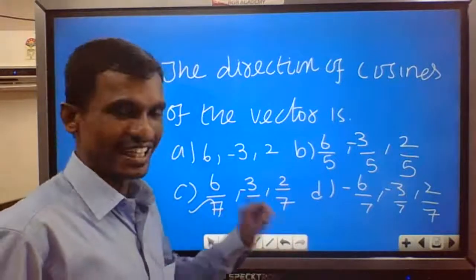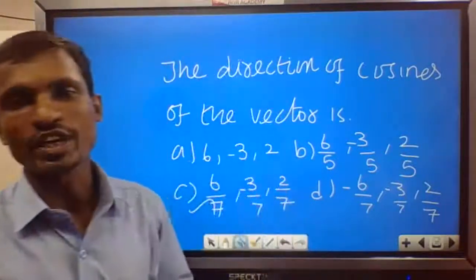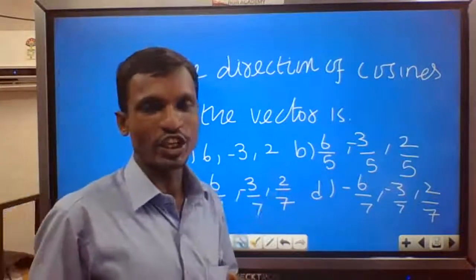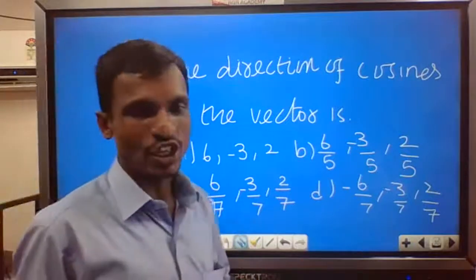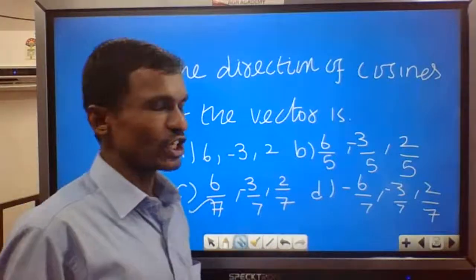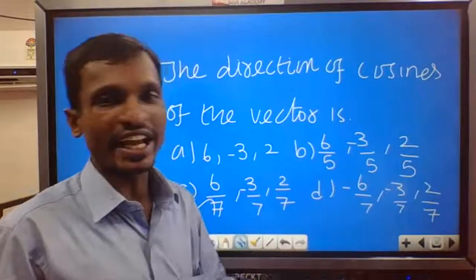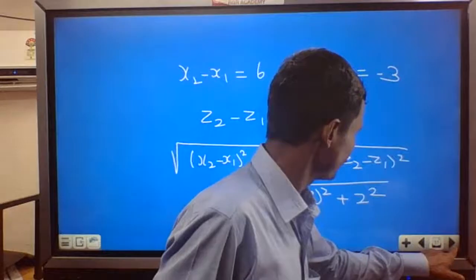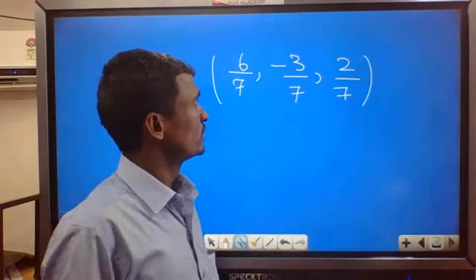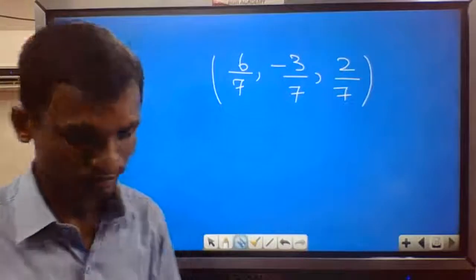Very appropriate answer in this problem, because here three coordinates are given. x2 minus x1 equal to 6, y2 minus y1 equal to minus 3, z2 minus z1 equal to 2. We get the root of x2 minus x1 whole square plus y2 minus y1 whole square plus z2 minus z1 whole square, and finally the answer 7. Therefore we write the direction cosines in the three coordinates: 6 divided by 7, minus 3 divided by 7, 2 divided by 7.